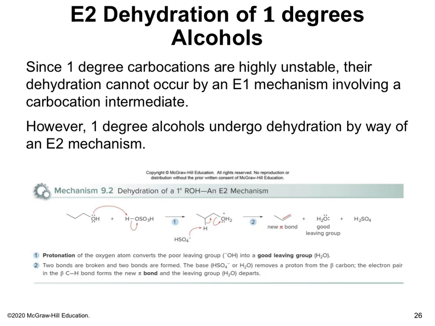This is showing you a primary, and this would be an E2 mechanism. As you can see, there's your alpha and there's your beta, and you have 3 curved arrows. So this would be concerted to give you the alkene.